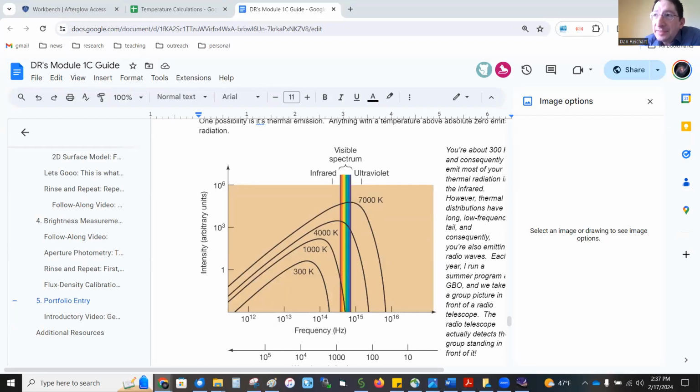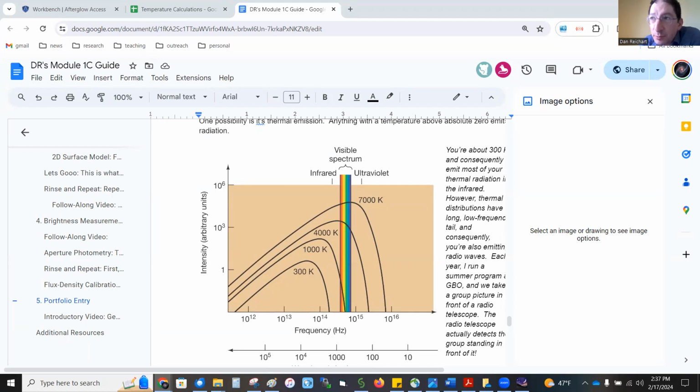Okay, at this point in the module, you should have a calibrated measurement of the brightness of Jupiter at radio wavelengths. You might have two of them. If your team put in two observations of Jupiter, you have two measurements, and you can check them against each other. They should be about the same. The question is, what's causing that radio emission? Is it thermal, or is it something else?